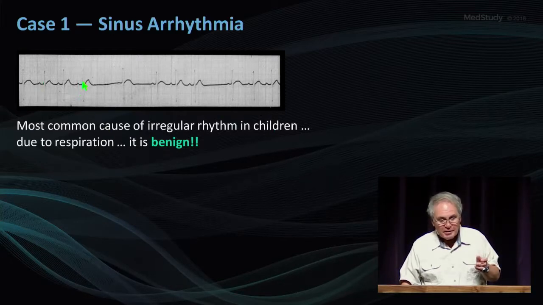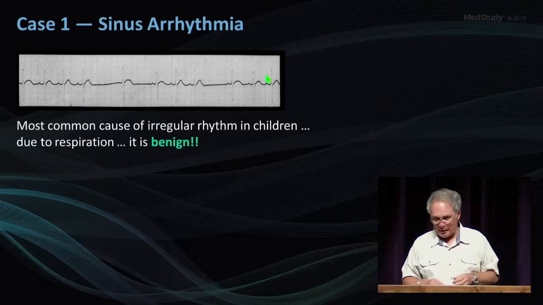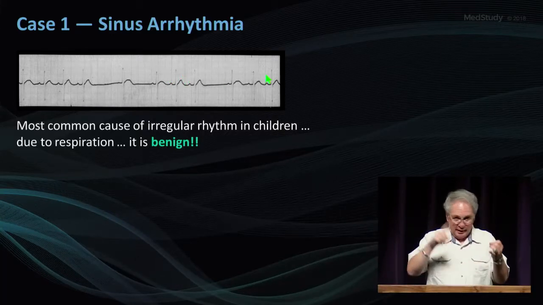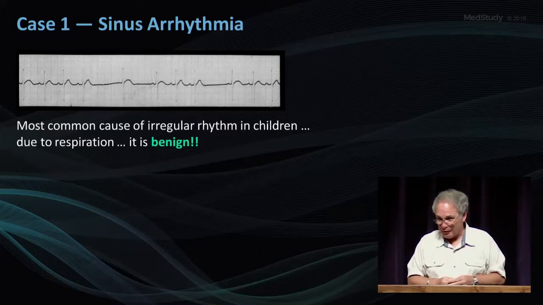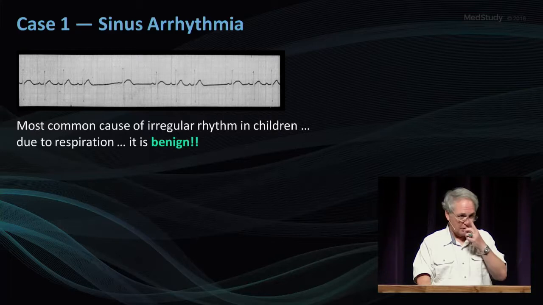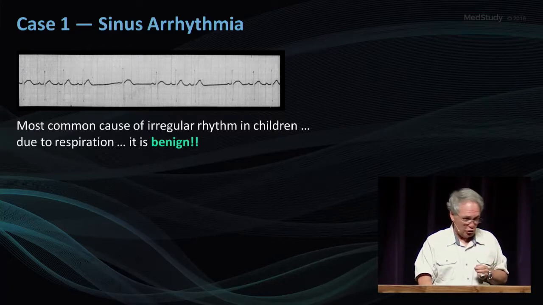It's the most common cause of an irregular rhythm in children. Look, sinus beat, a pause, sinus, a pause. This is all due to breathing. It's normal. It's benign. No electrolytes, no MRI, no cardiology consult, no nothing. Not only is it benign, it's healthy. Okay? Sinus arrhythmia, the most common cause of an irregular rhythm in children.